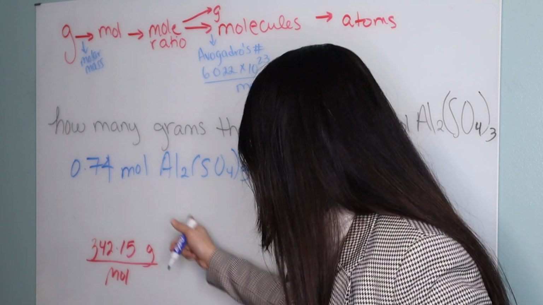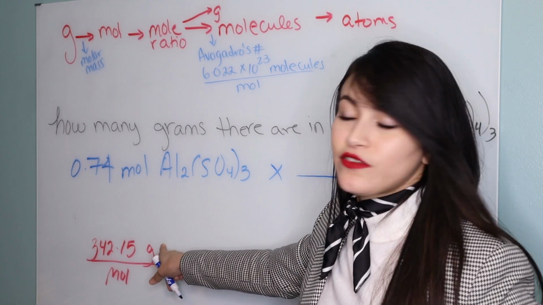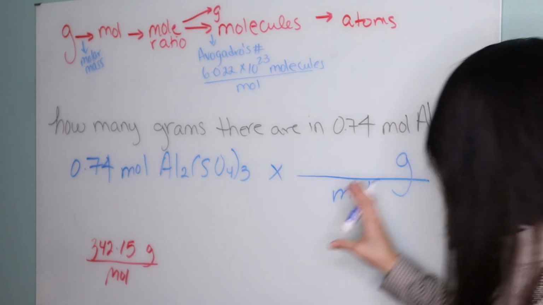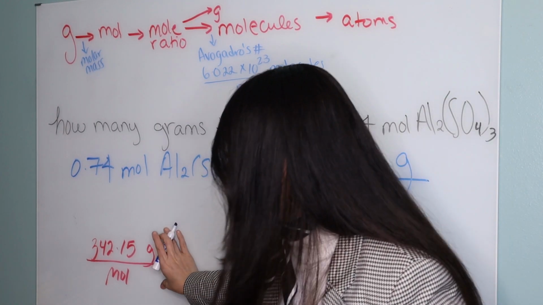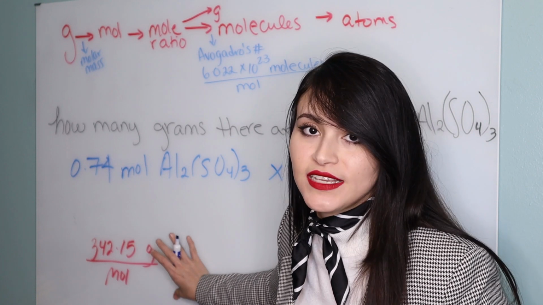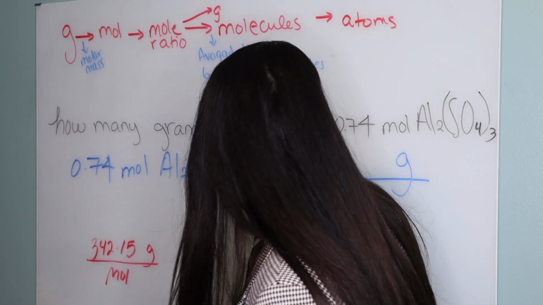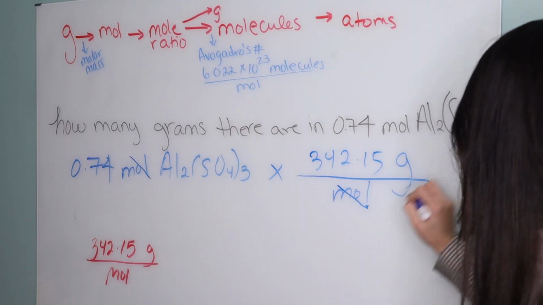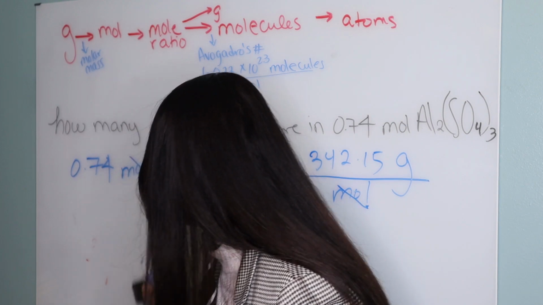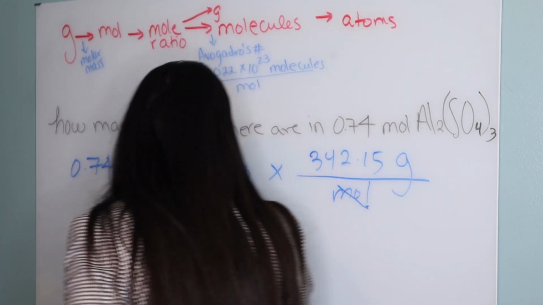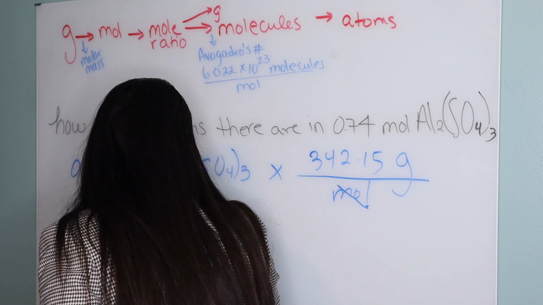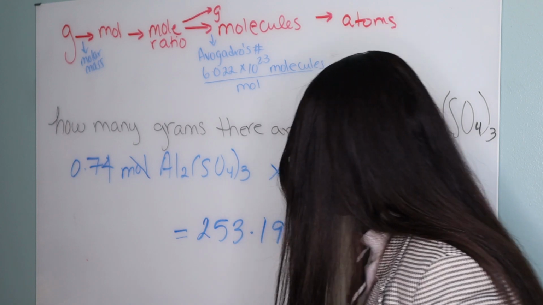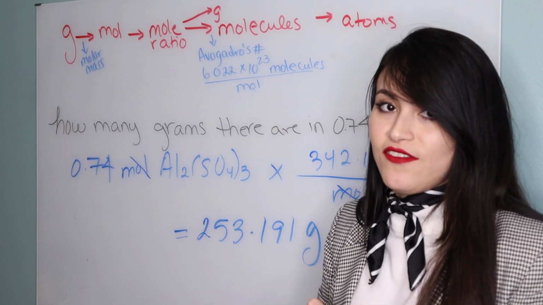So looking over here at the molar mass, the units are correct, right? Grams over mole, grams over mole. So since they're already the way they have to be, I don't have to take this fraction and flip it. I can just leave it as it is. So I'm going to take that number and write it over here. That's going to cross out my moles, and I'm going to end up with grams. So the final answer is going to be 253.191 grams.